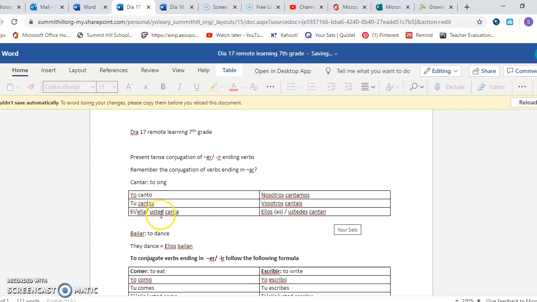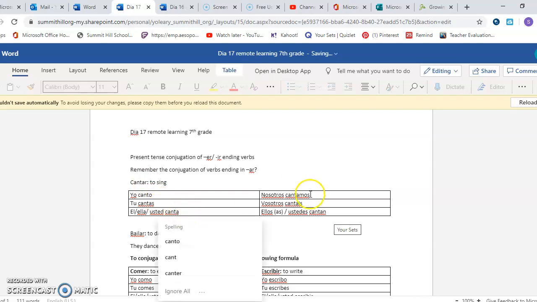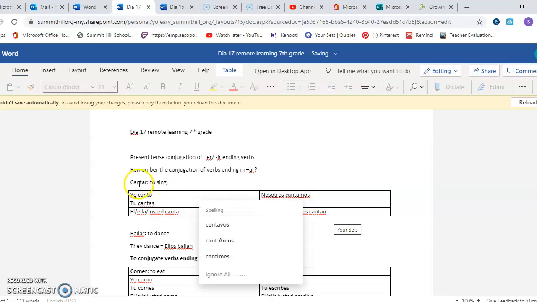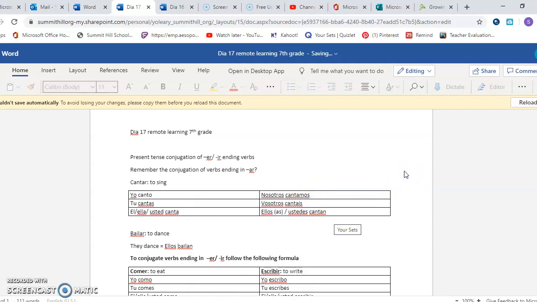With the él, ella, and usted, you need to conjugate, taking away the AR ending and then put an A. With the nosotros, you don't say nosotros cantar, you say nosotros, take away the AR ending, and you're going to say cantamos. With the vosotros, you're not going to say vosotros cantar, you're going to say vosotros cantáis. Take away the AR ending and put an ÁIS. Ellos and ustedes, you take away the AR ending. Notice you keep the root of this verb, and then you change it to an AN.